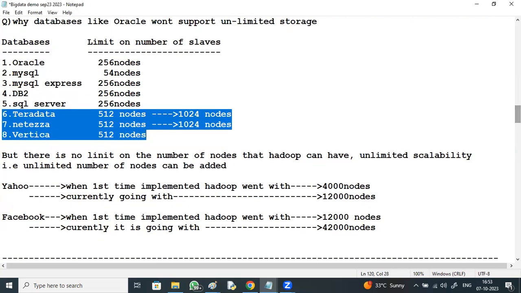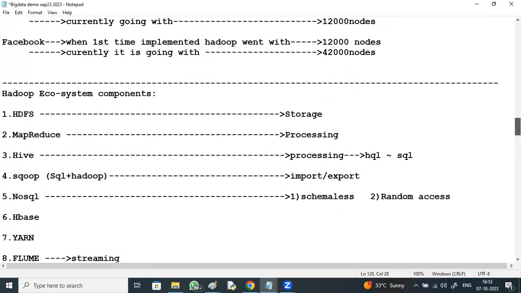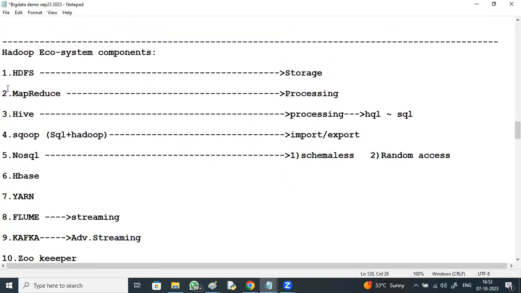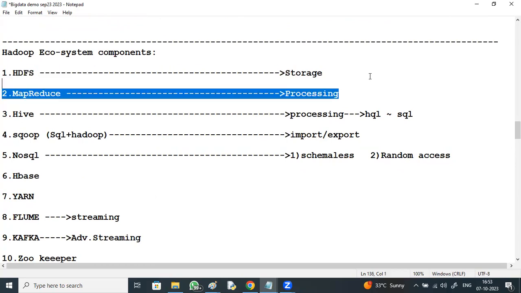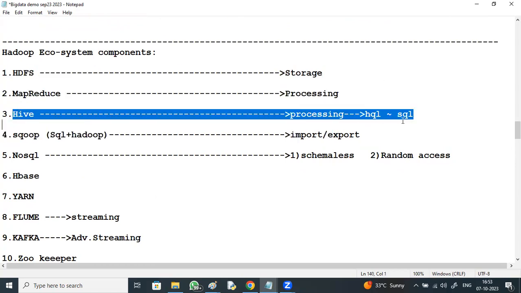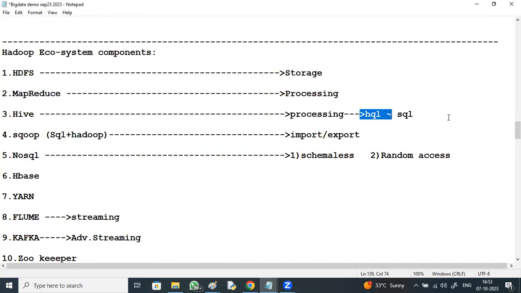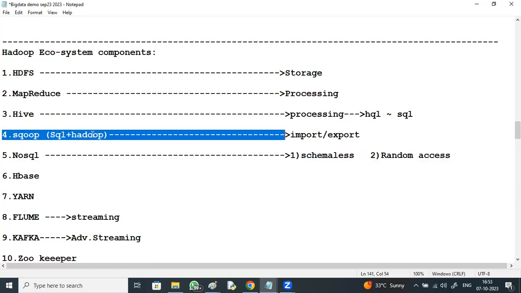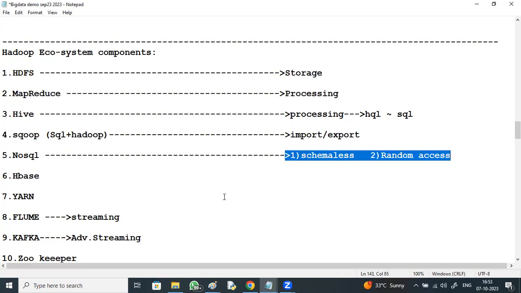Okay, that's fine. Now, the Hadoop ecosystem components I'm going to discuss as part of this. HDFS is meant for storage, MapReduce for processing, Hive also for processing. We use a language called HQL, which is similar to SQL. Sqoop for import or export operations: importing data from different databases to Hadoop and exporting data from Hadoop to databases. NoSQL databases for schemaless behavior and random access.